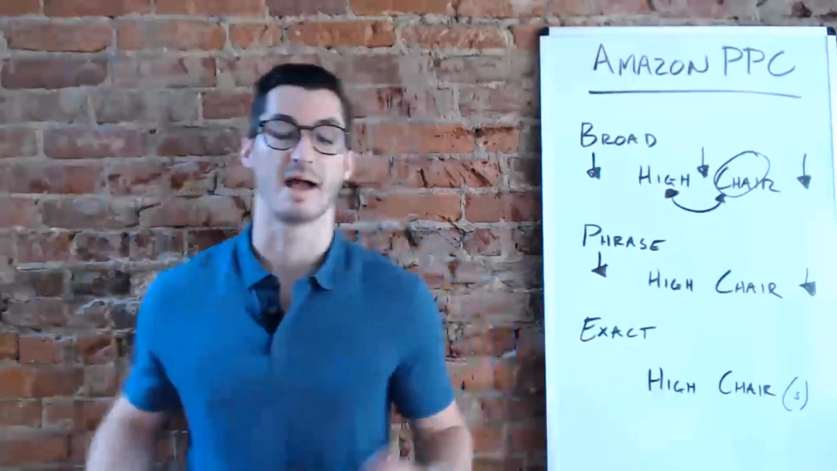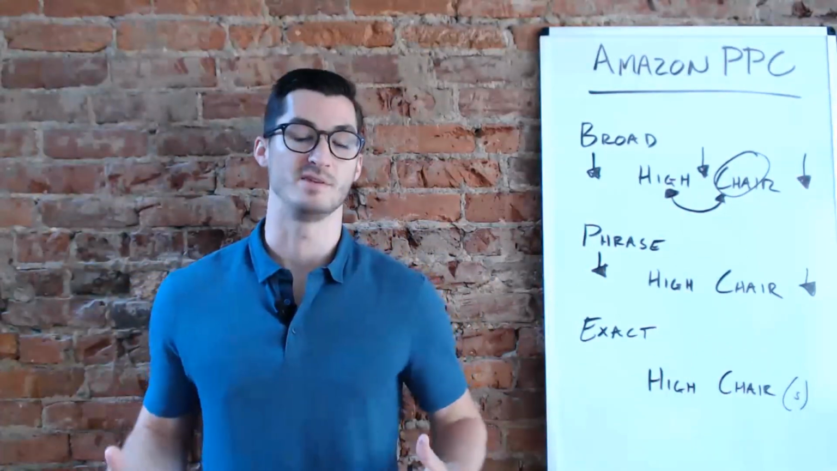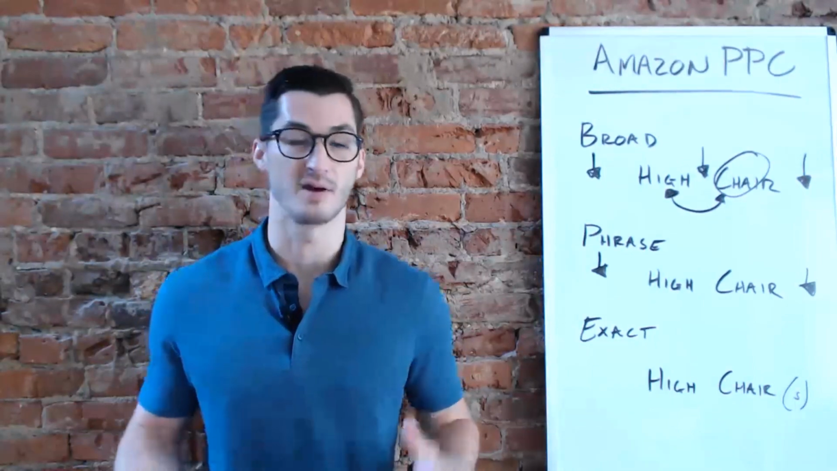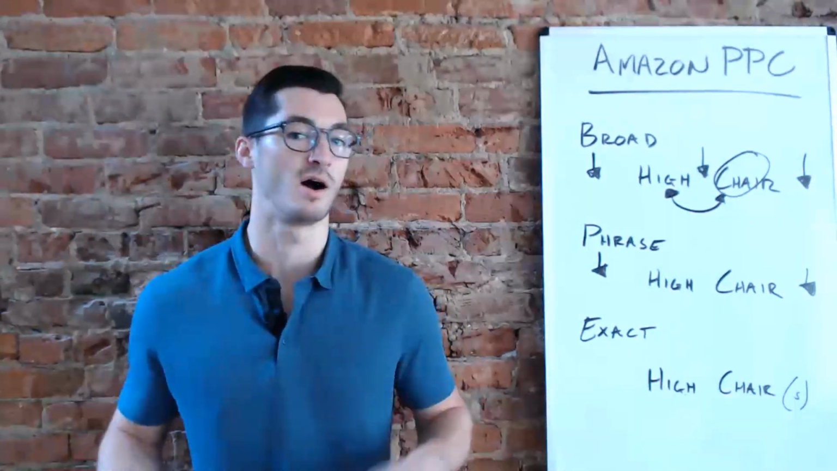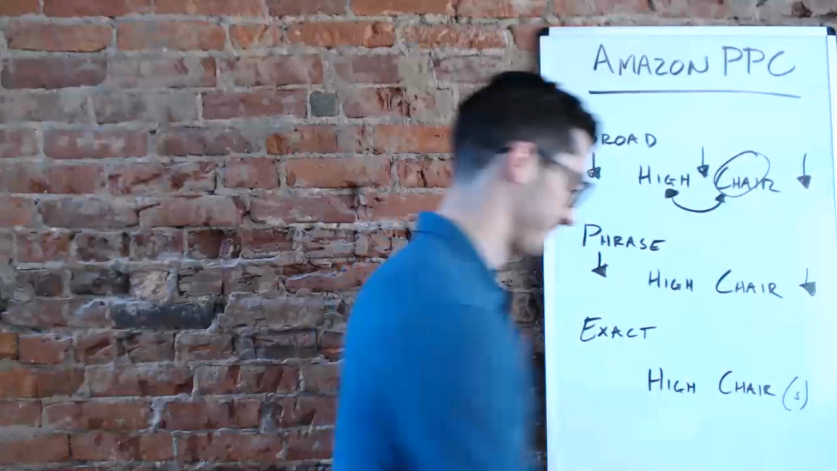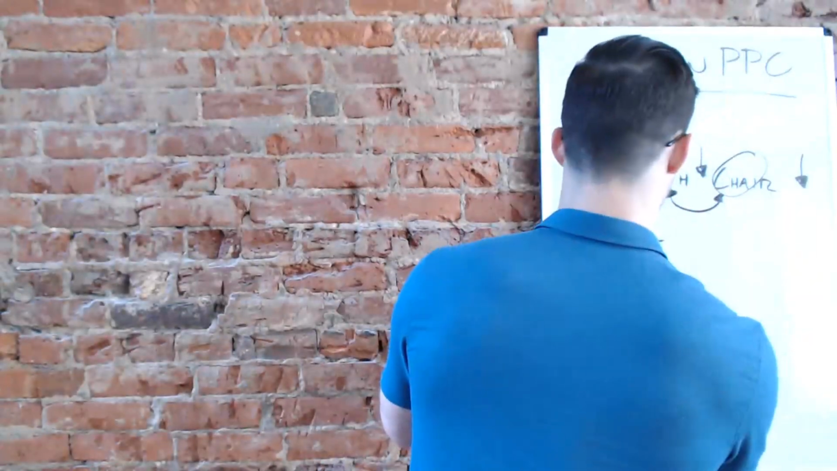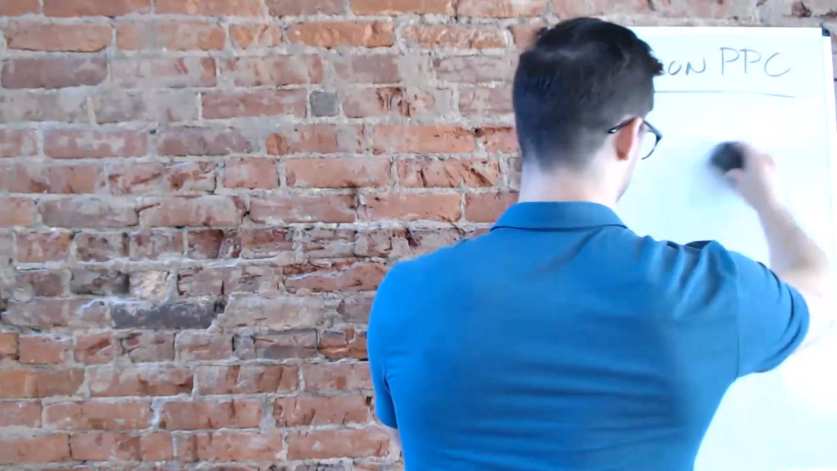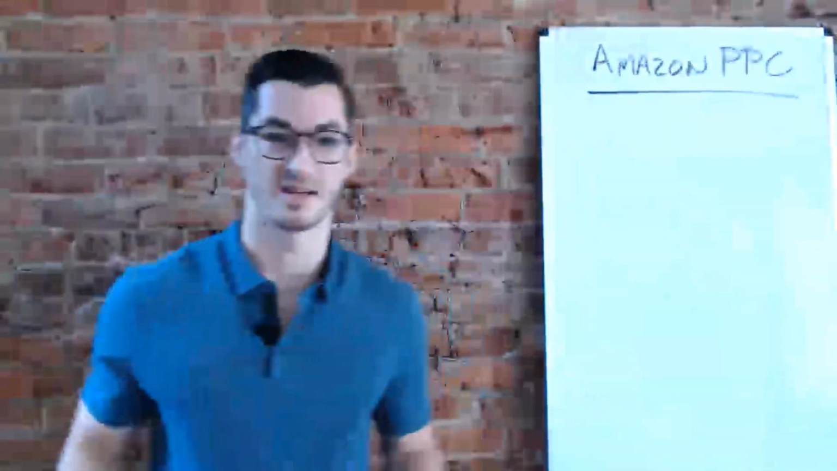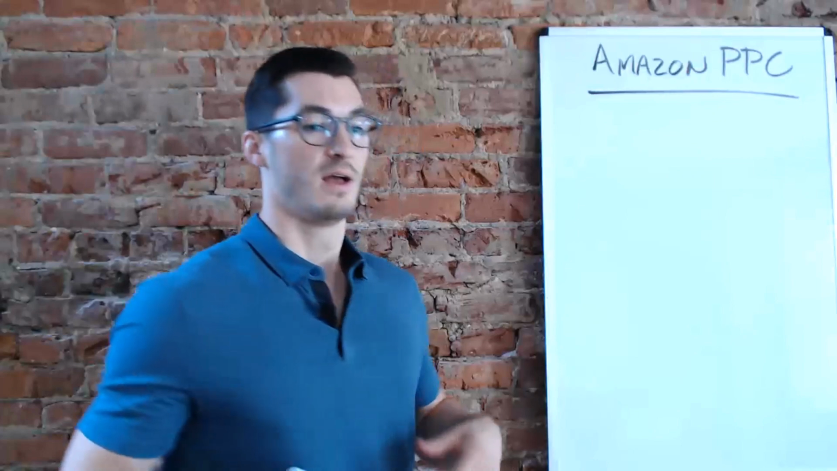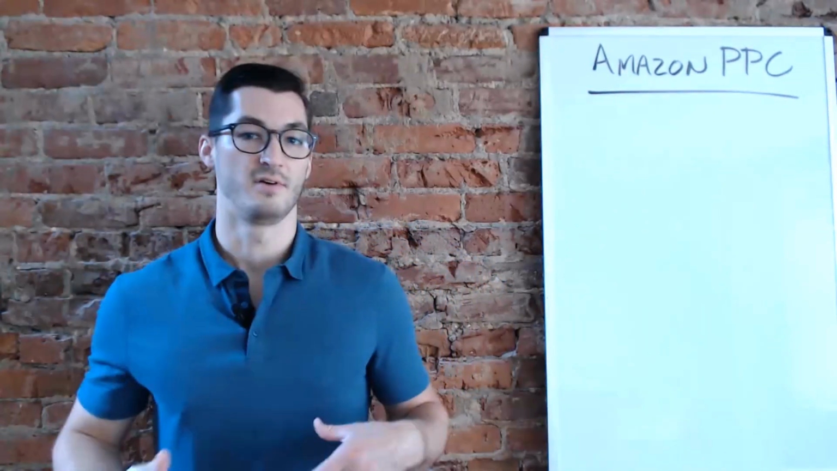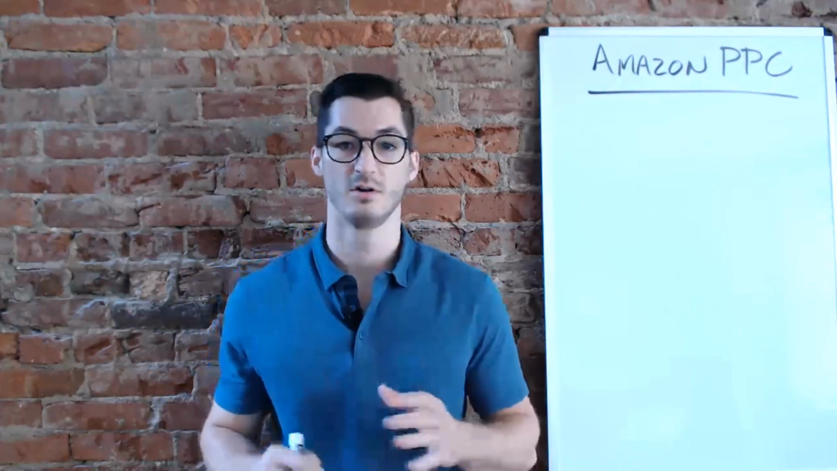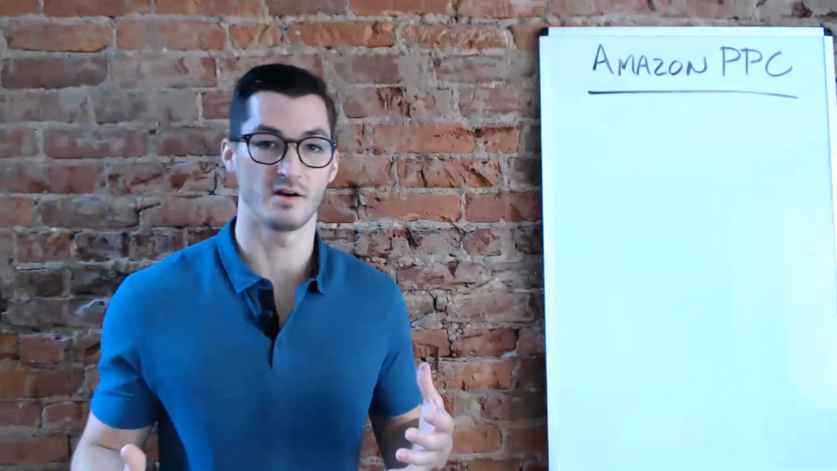Now let's take a look at how we structure our PPC campaigns for success so that we can continue to optimize them and drive a positive ROI with a low ACoS. I'm going to use the high chair example again here. Let's say this is a new SKU for us, a single listing, so no variations.